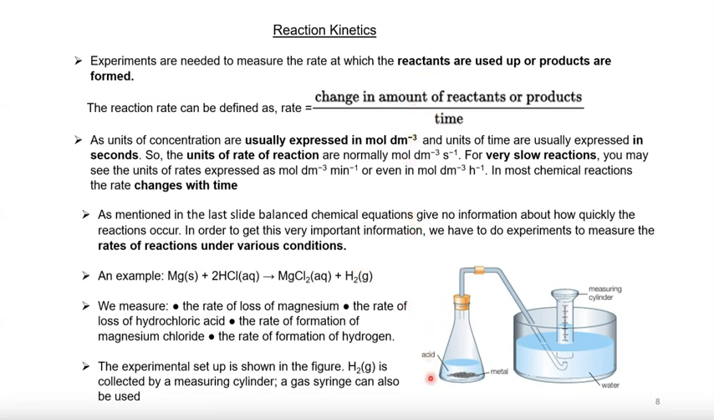A very simple experimental setup here is this. We keep the metal, that is magnesium, here. We add hydrochloric acid here, and then we get hydrogen gas. We measure the hydrogen gas, and then we can find out the reaction rate. Here we showed a measuring cylinder. This is a water bucket and the measuring cylinder. Hydrogen gas goes into the measuring cylinder, and then we find out the volume of hydrogen gas. One can also use a gas syringe to get the volume of hydrogen gas.